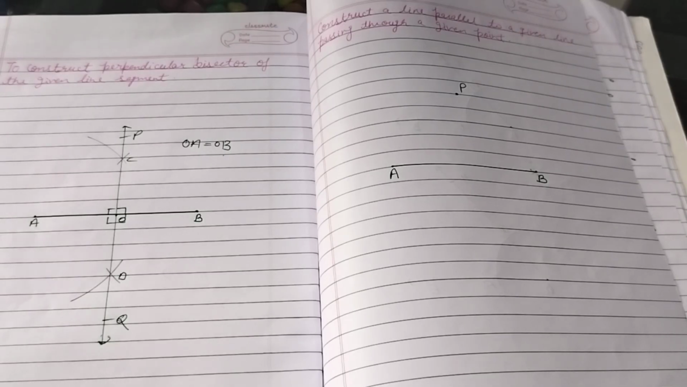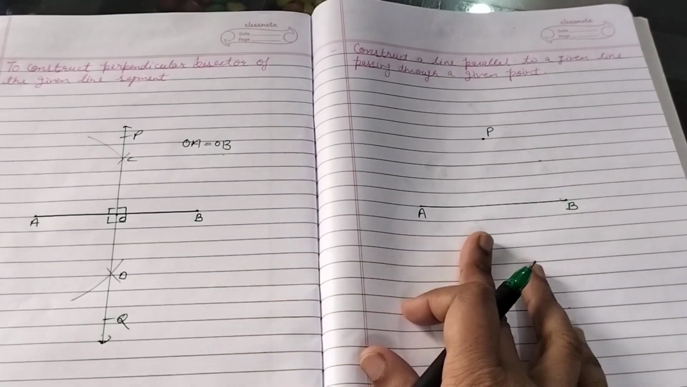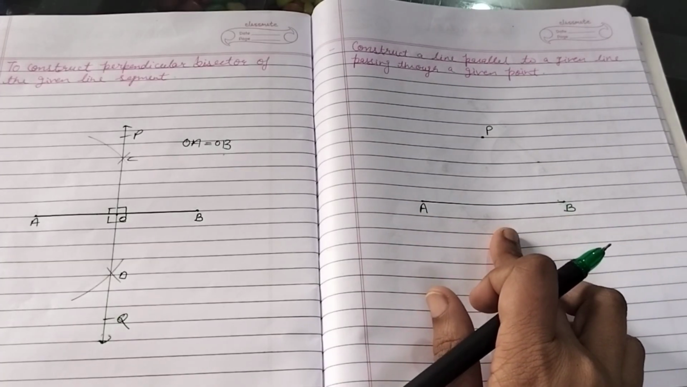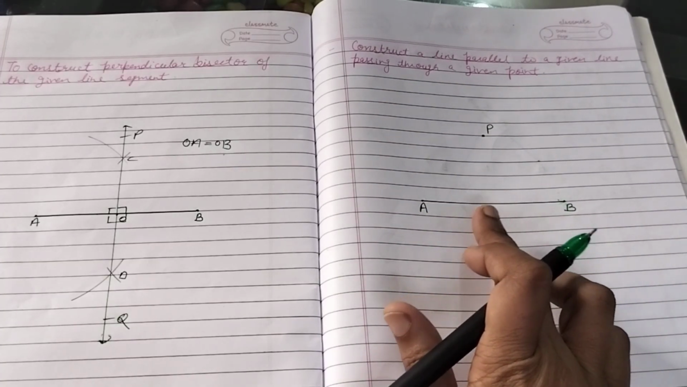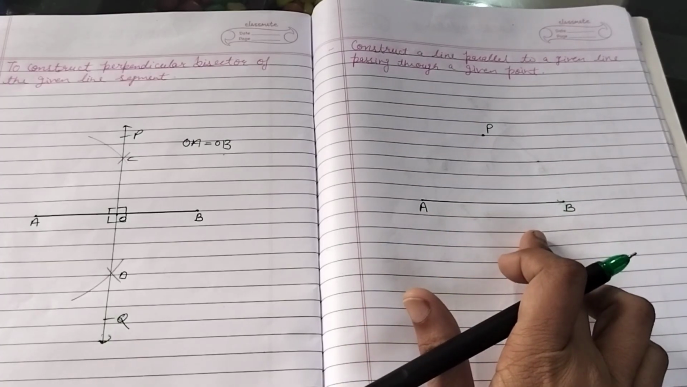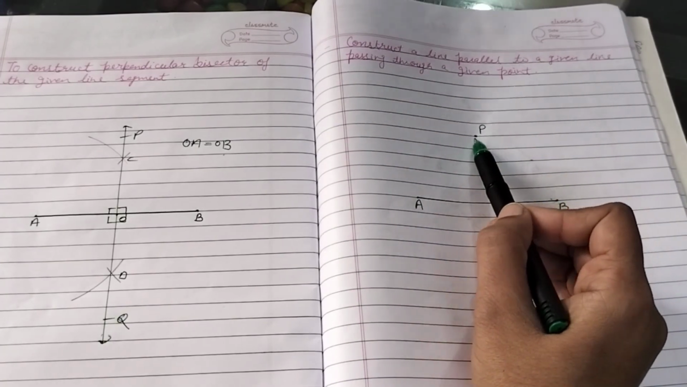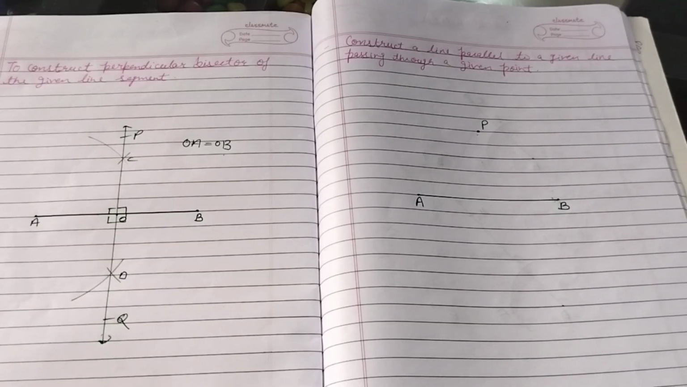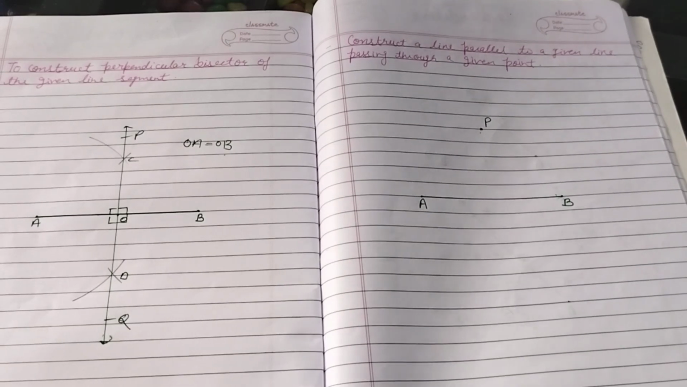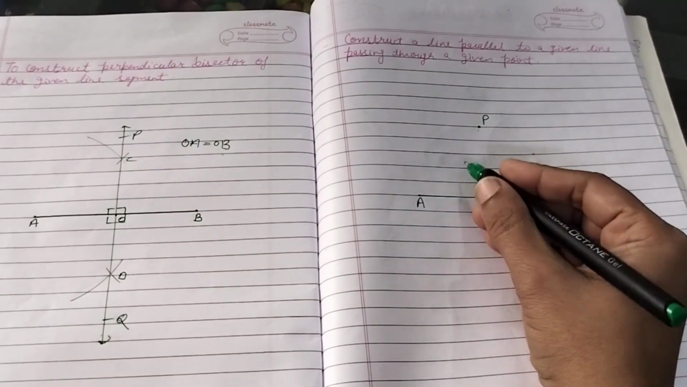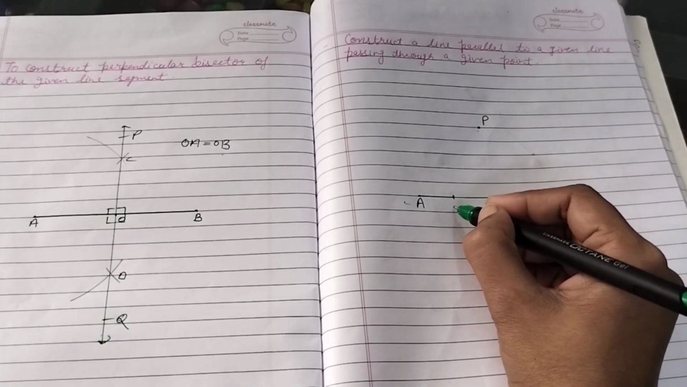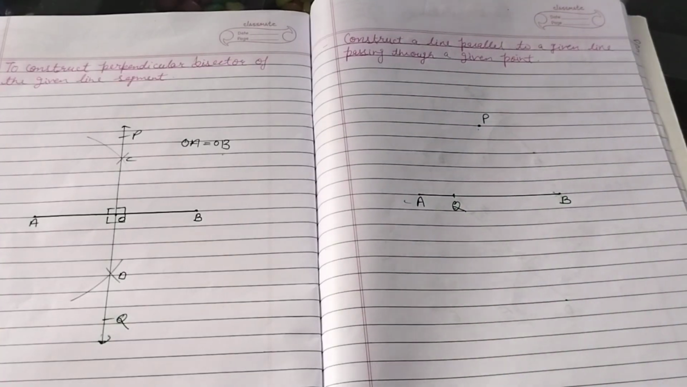Now if we have to construct a line parallel to a given line passing through a given point: AB is a line given to us, and we have to construct a line parallel to this line AB, and the line should pass through the given point P. In that case, how will we construct a line which passes through P and is parallel to AB? For that, on the line AB, we will take any point, anywhere on the line AB. Suppose this point is your point Q.